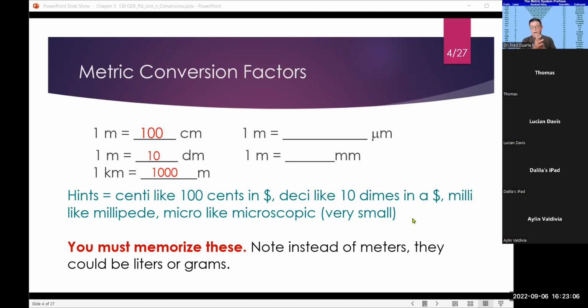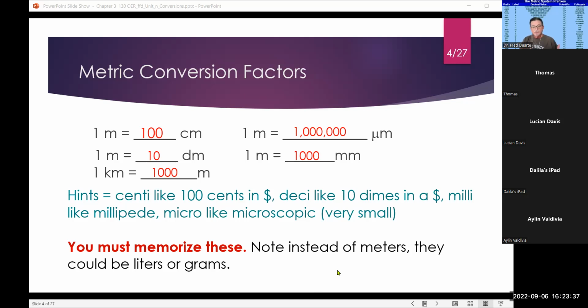Just like if there were 1 kiloliter, there'd be 1,000 liters. And for 1 meter, there's a unit mu, which stands for micro. So there are 1,000,000 micrometers in 1 meter. And then finally, m for milli, 1,000. There are 1,000 millimeters in 1 meter. Okay. So we'll be using these a lot.